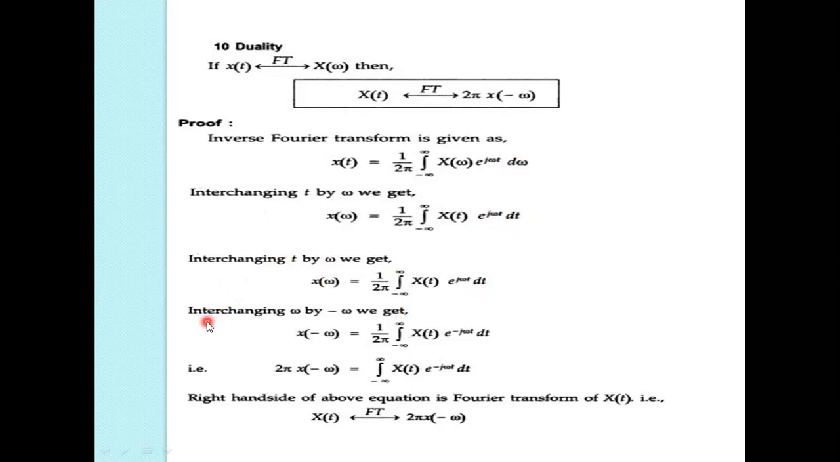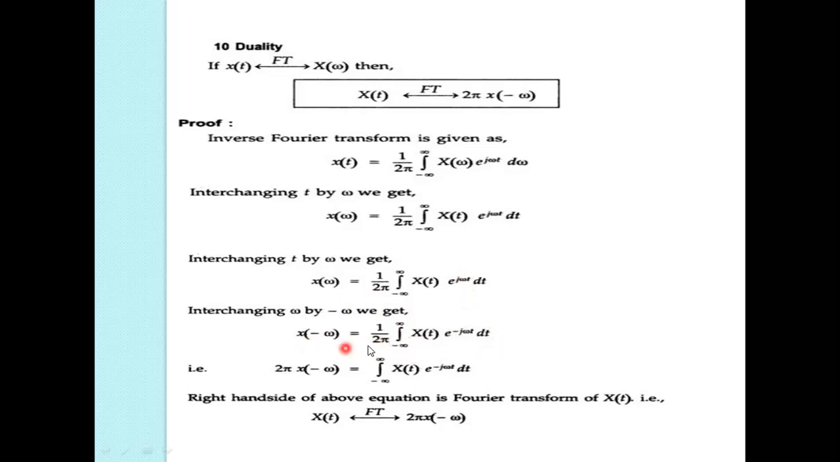Now replace omega by minus omega. X of minus omega is equal to 1 by 2 pi integral minus infinity to infinity x of t, where the omega is there, replace that omega by minus omega. So x of minus omega is equal to 1 by 2 pi integral minus infinity to infinity x of t e power minus j omega t dt.